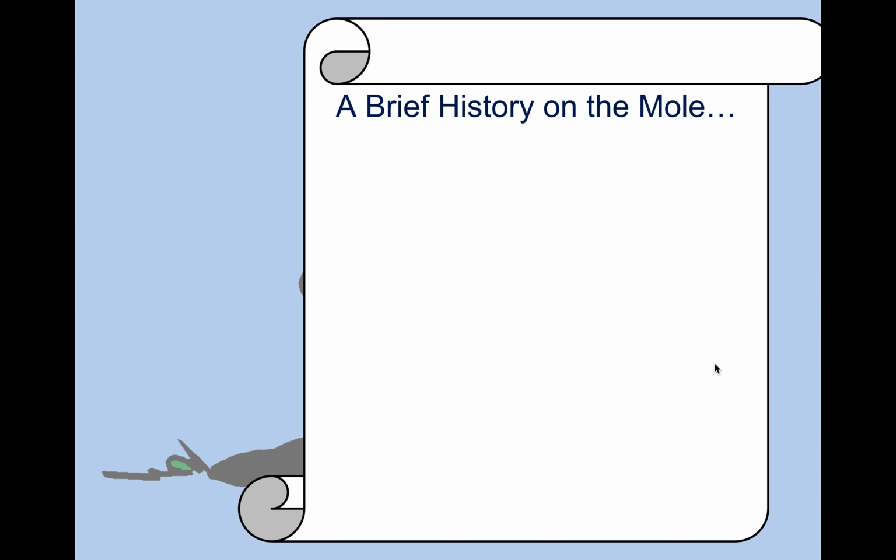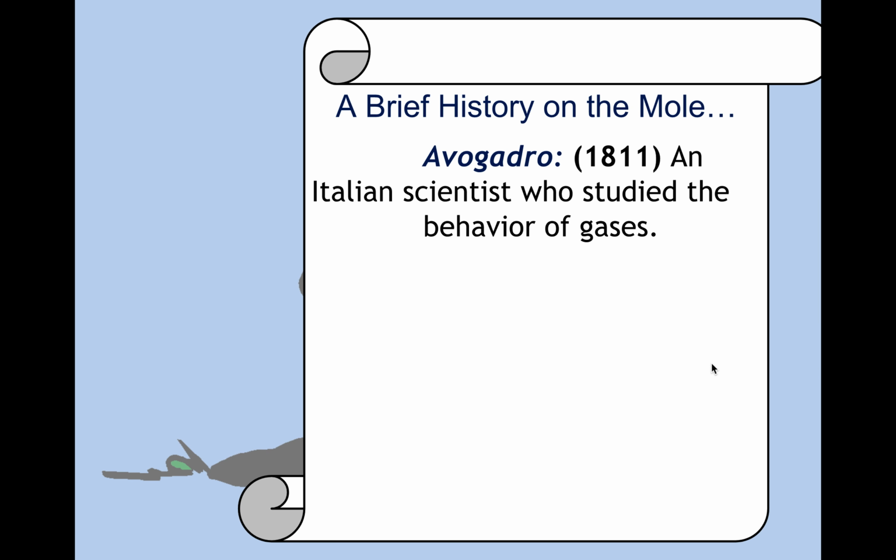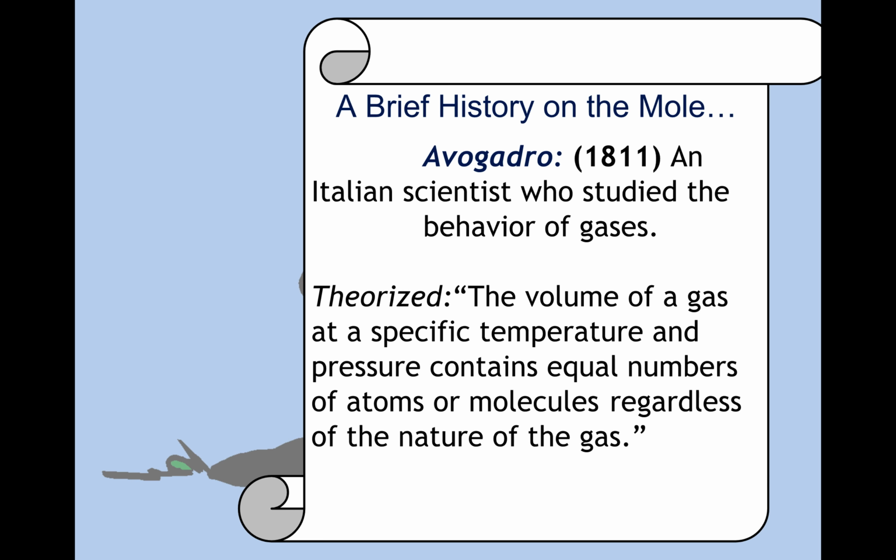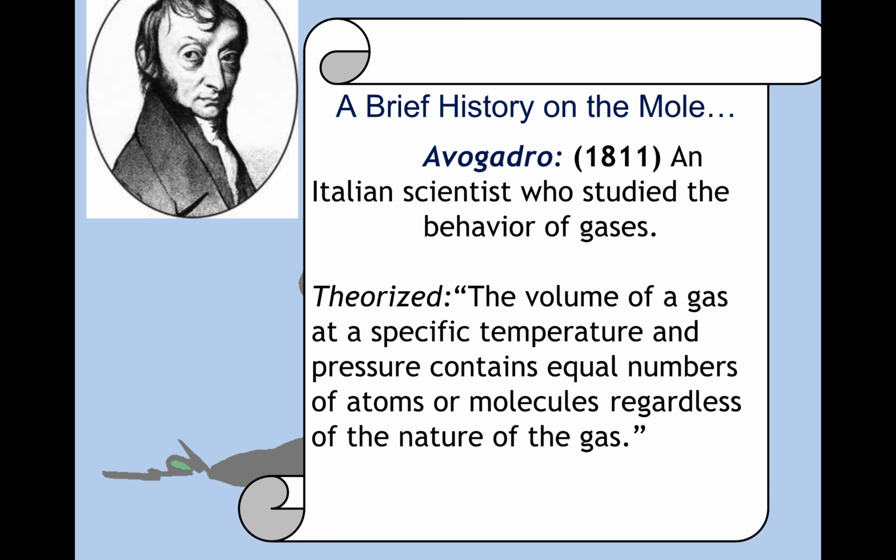A brief history on the mole. Avogadro in 1811 was an Italian scientist who studied the behavior of gases. He theorized that the volume of a gas at a specific temperature and pressure contains equal numbers of atoms or molecules regardless of the type of gas or the nature of the gas. There's a picture of Avogadro. I don't know why it's such a strange picture. It looks like he's got a huge forehead, huge beady eyes, and a teeny little almost non-existent chin, but that's Avogadro.